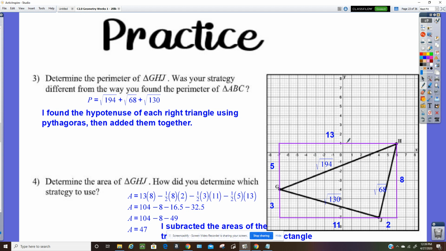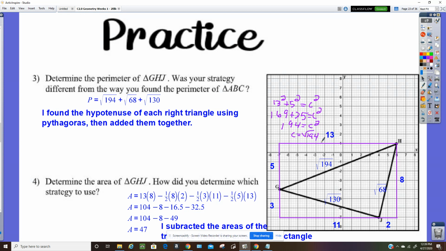And the way I found each of these sides, then I did 13 squared plus 5 squared equals c squared. So 169 plus 25 equals c squared. So 194 equals c squared, and then c equals square root of 194.